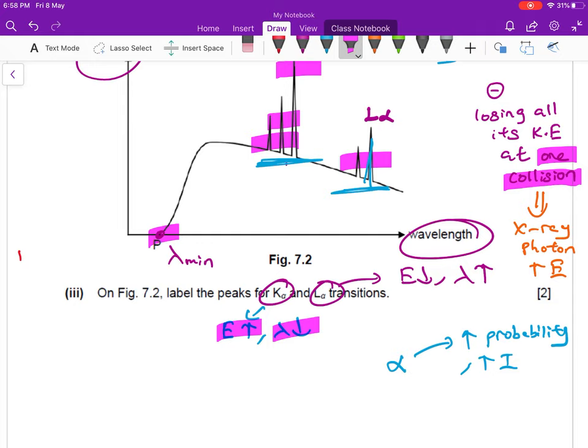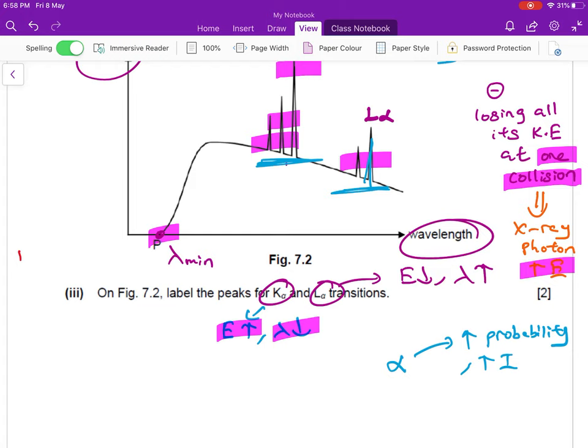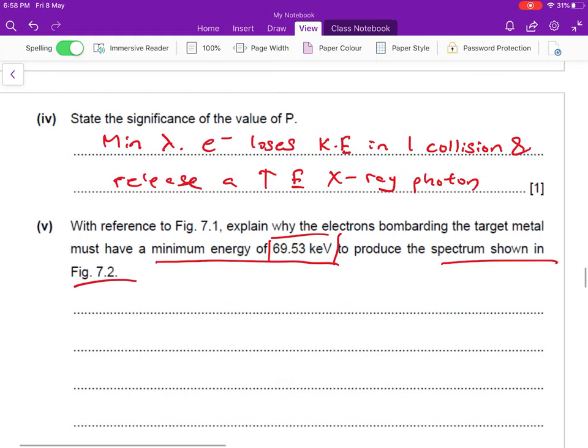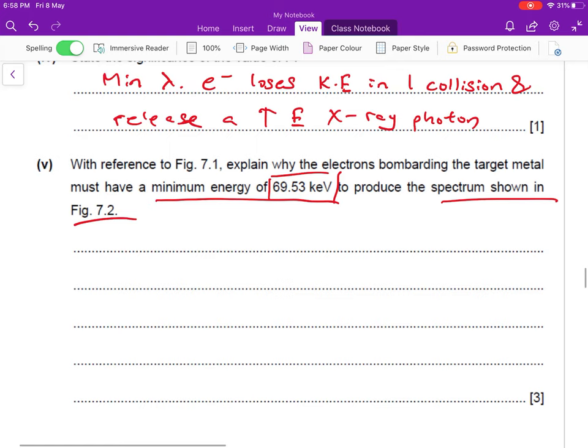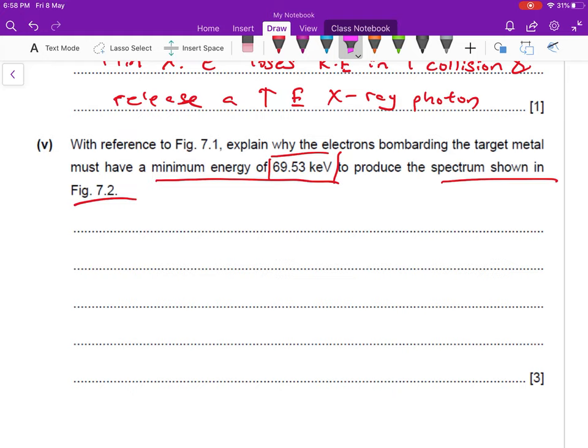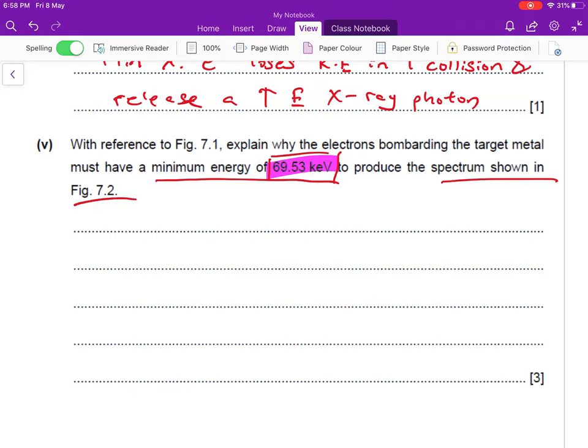What about, state the significance of the value of p. So what is the value of p? It is the minimum wavelength, right? Okay, minimum wavelength. So how is the minimum wavelength produced? It is produced by the electron losing all its kinetic energy in one collision, right? So it loses its KE and produces an X-ray photon of the highest energy, okay? So this is your highest energy X-ray photon. The electron loses kinetic energy in one collision and releases a high energy X-ray photon.